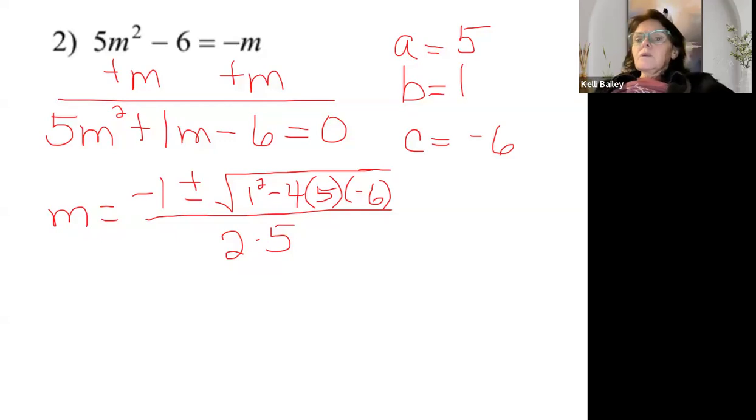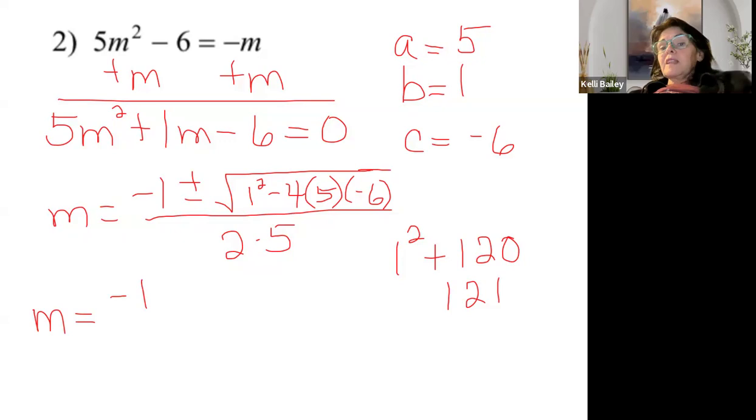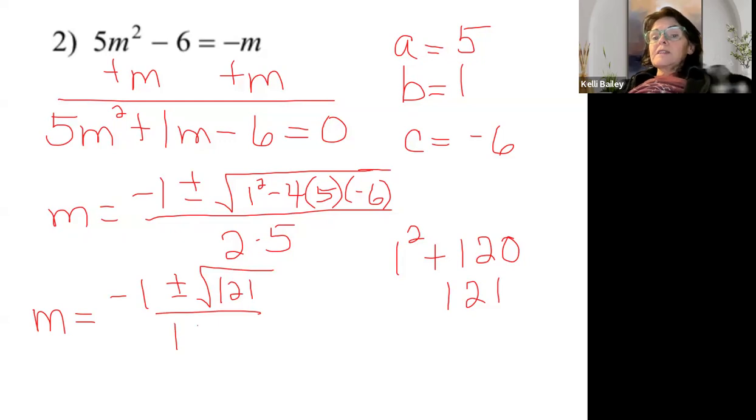Okay, so let's see what we got. 1 squared minus, and a minus a negative out there, that's a plus. 4 times 5 is 20, times 6 is 120. Do it on your calculator. This gives me 121. That's good news. My discriminant is a perfect square. So that means I can take the square root. So negative 1 plus or minus the square root of 121 all over 10. And the square root of 121 is 11.